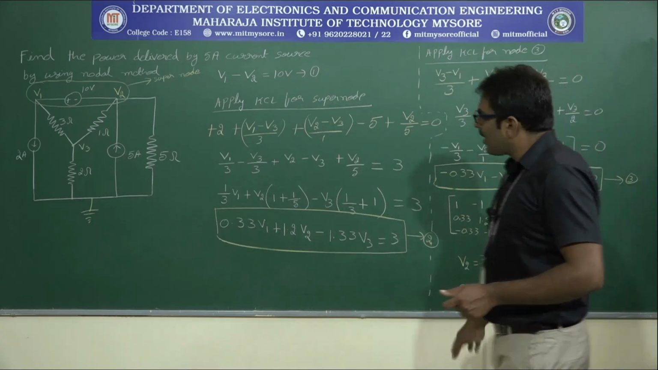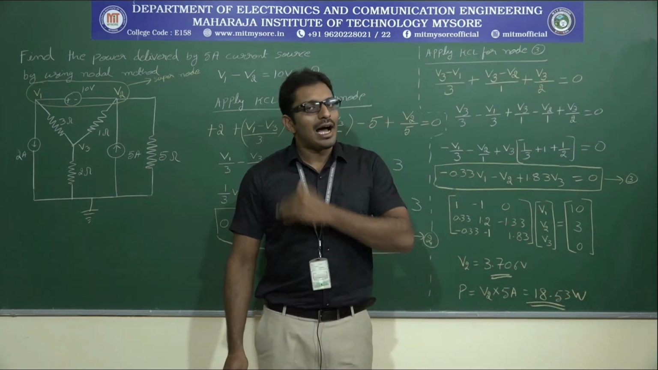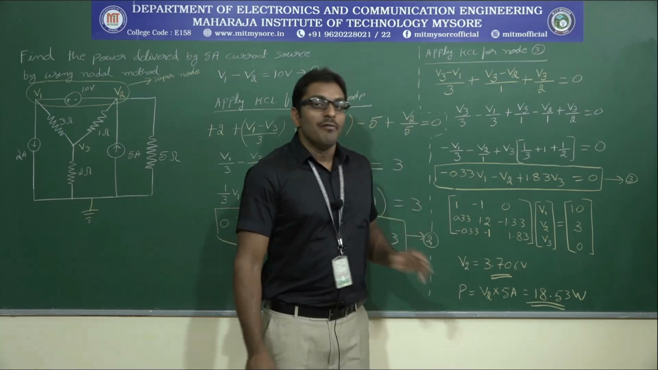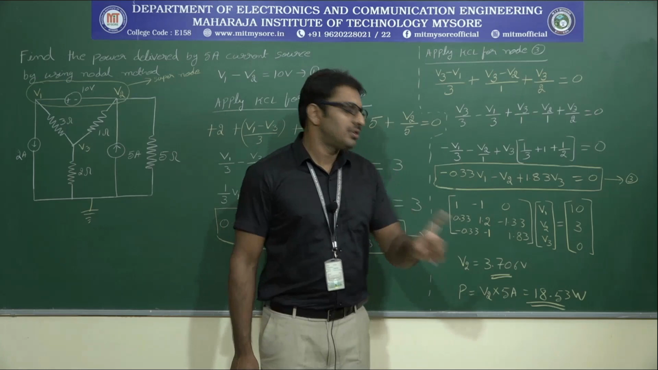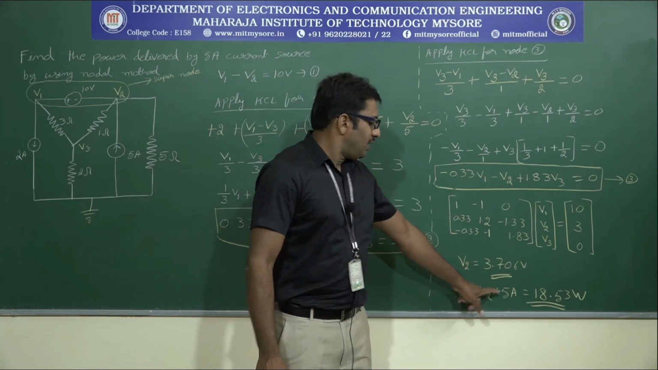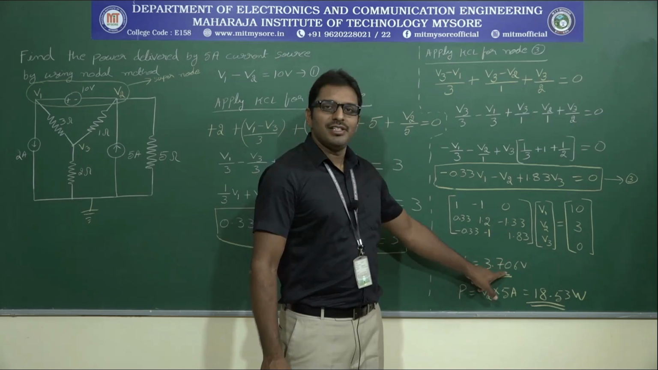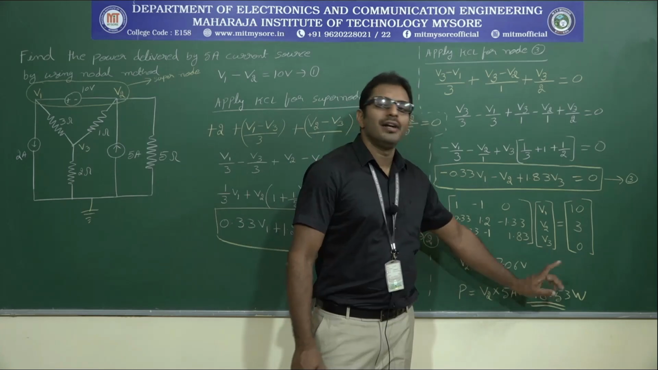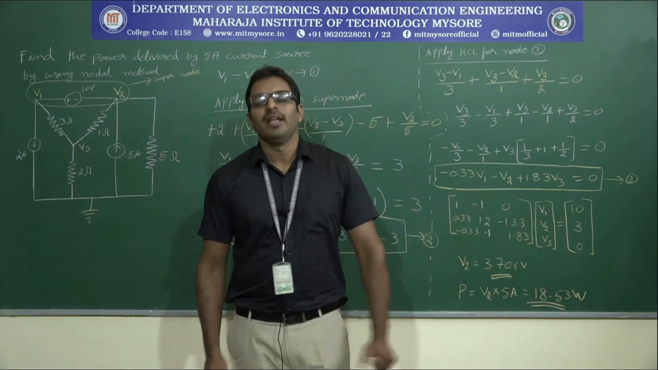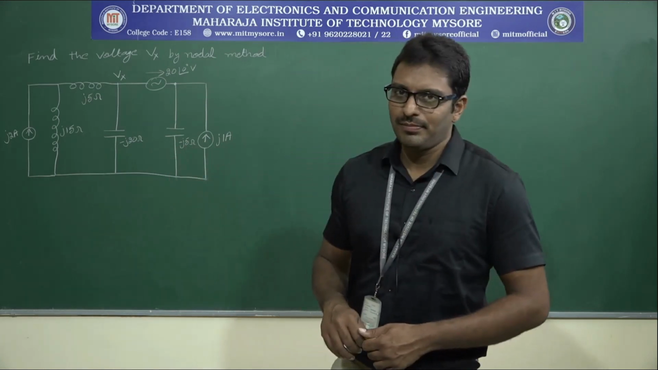Next, power delivered by this 5 ampere current source, P is equal to V into I. I is already given, 5 ampere. V is nothing but V2, because that is the voltage across that current source. So V2 into 5 ampere. What is V2? 3.706. So 3.706 into 5, 18.53 watts. Thank you. Okay, let us move on to the next problem.